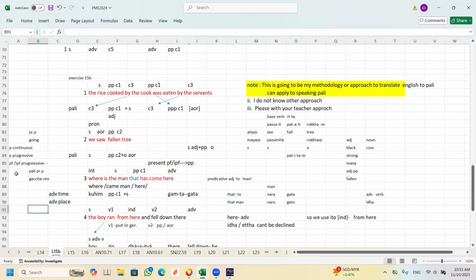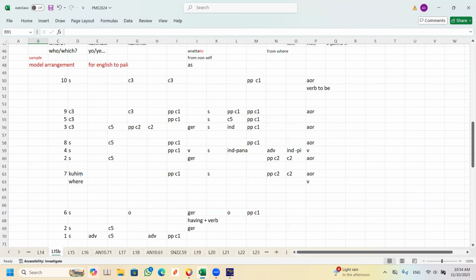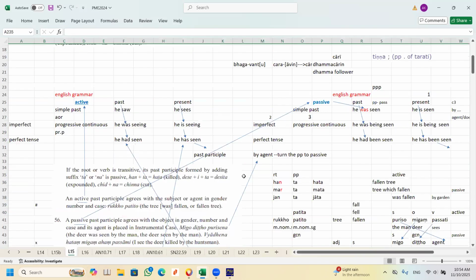So the English part and the Pali part, the terminology is not necessarily the same. When you identify gachanta, this is PRP. But when you see the English, you have to decide whether it's a progressive or perfect tense. That's all. So the complication is here. I showed you, go back to the one that day I explained here. Can you see that? This is progressive, continuous.